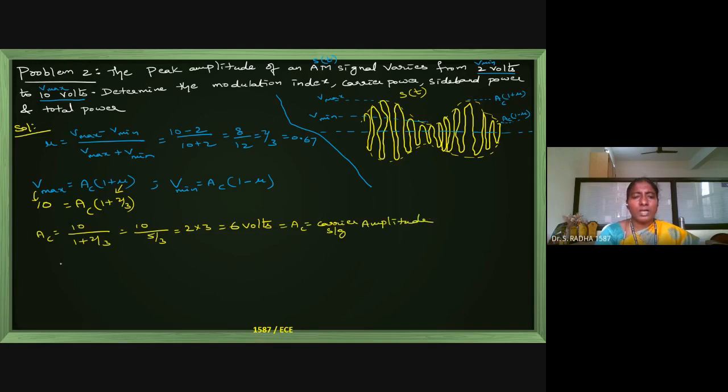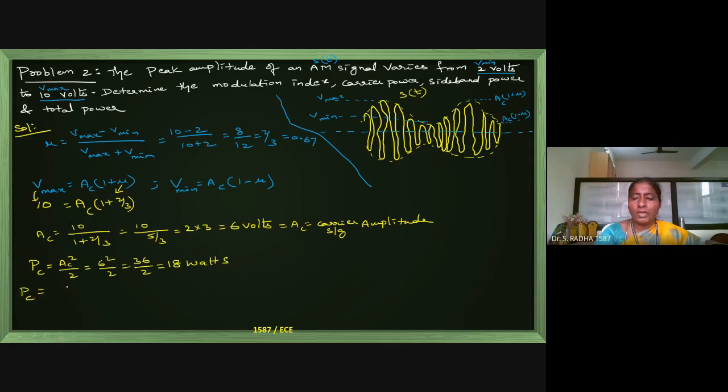Okay. Now I will go with carrier power. We know AC square by 2 is the formula. It is 6 square by 2. 36 by 2 is 18 watts. 18 watts. Next, sideband power.